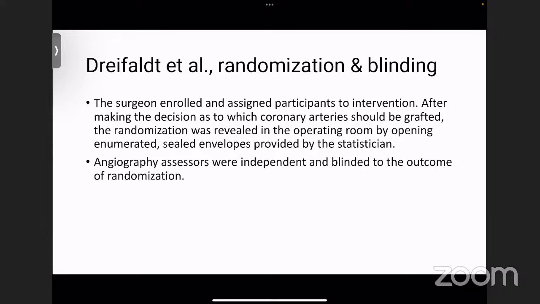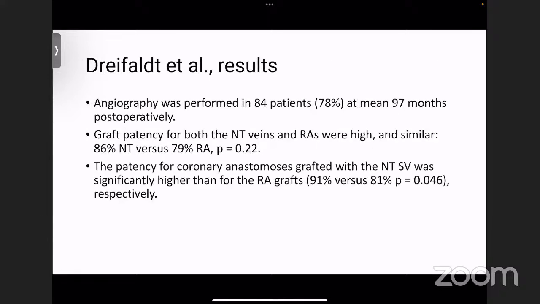The angiographic assessors were independent and blinded to the outcome of the randomization. Angiography was reported at 97 months. They actually had a 3-year result as well, which was also positive. This was the non-touch technique. I forgot to mention this. So this was non-touch technique vein versus radial artery.